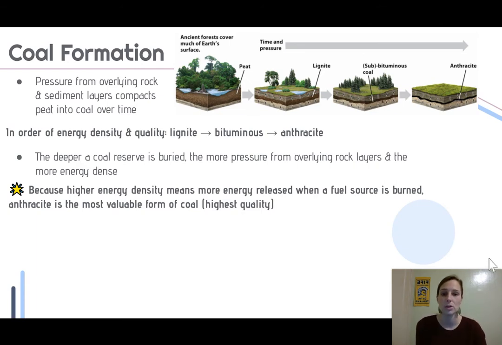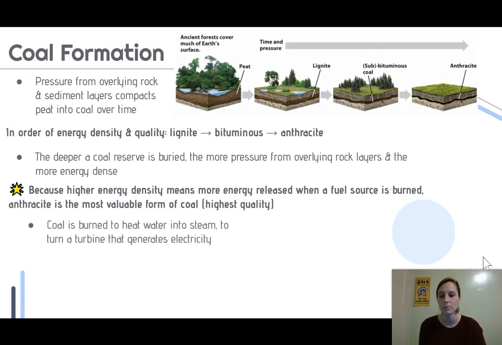So you're going to be able to use it better for fuel sources. So anthracite is going to be the best quality out of those options.